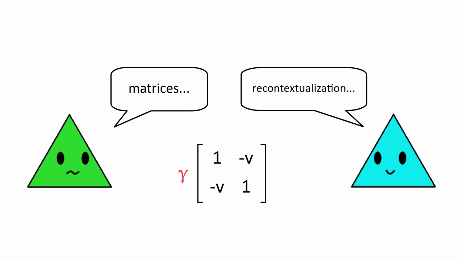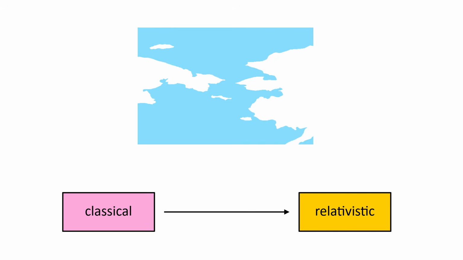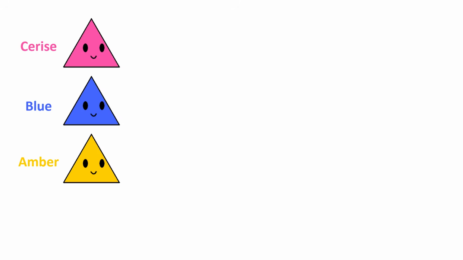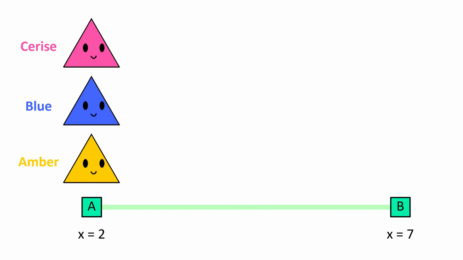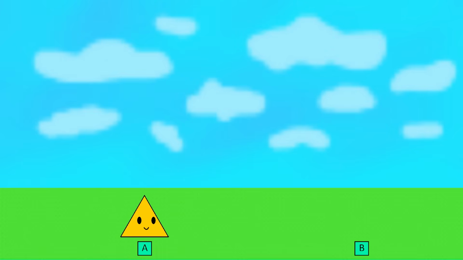But first, we need to get our bearings straight. We'll achieve this by starting with non-relativistic examples. So consider the following scenario. The triangles amber, blue, and cerise are racing from point A to point B, located at positions 2 and 7 meters respectively. Amber triangle uses the technique of no movement. They sit still at point A the whole time and don't perform very well.